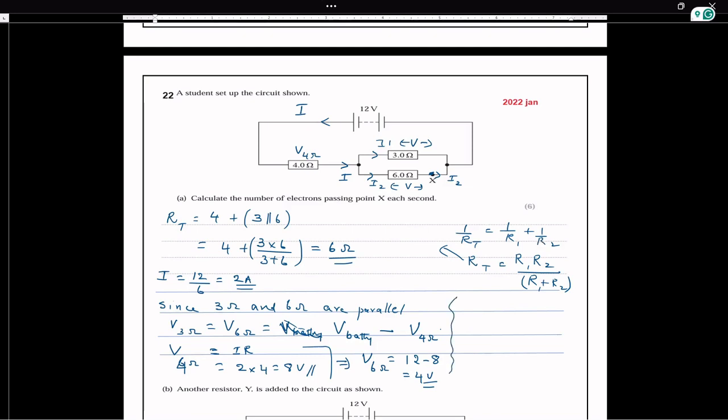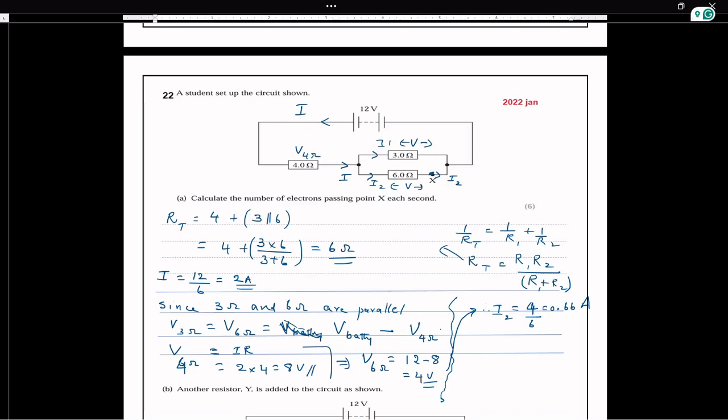Now I don't have place here. I'm sorry, so I'm writing it here. So we reached till here. What is the voltage here? Therefore, I can calculate what is current I2. I2 is the branch current. Its voltage, we got it as 4. So I2 is 4 over 6, which is 0.666. So it is 0.67 ampere.